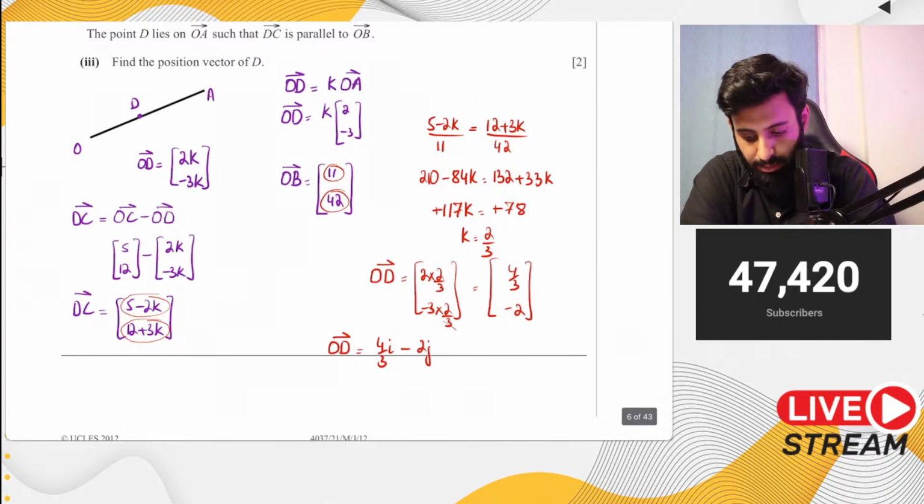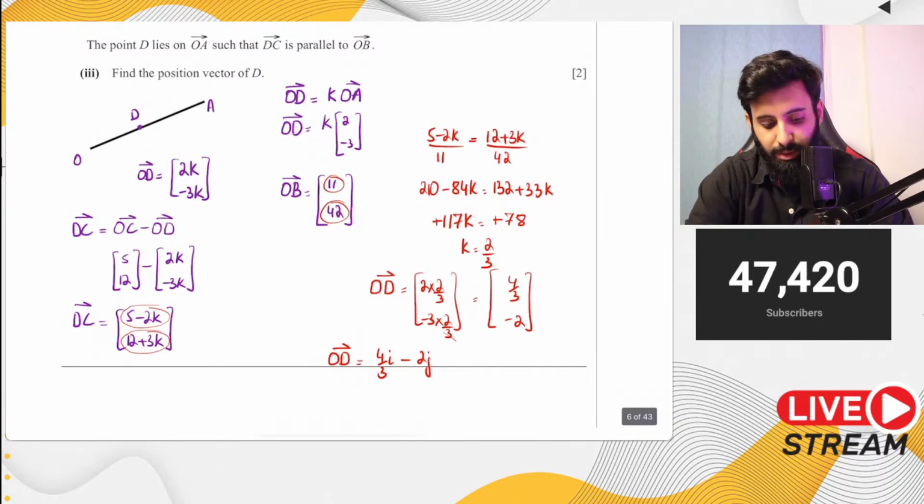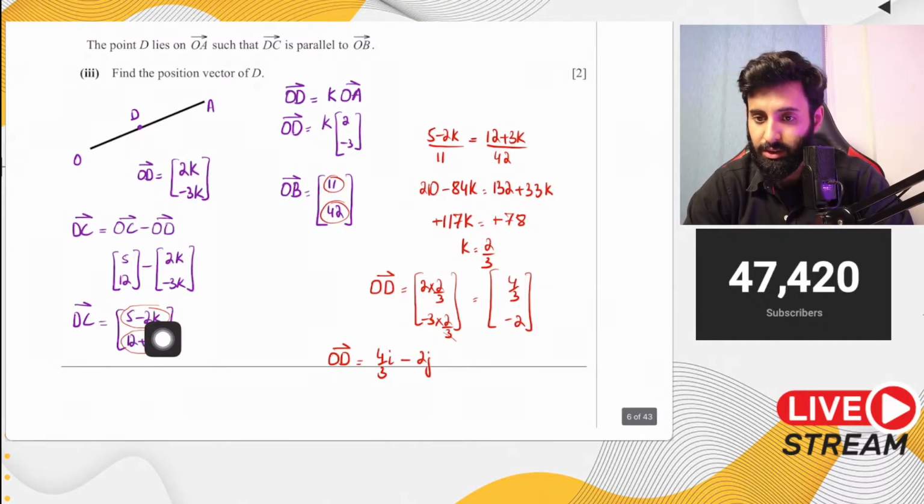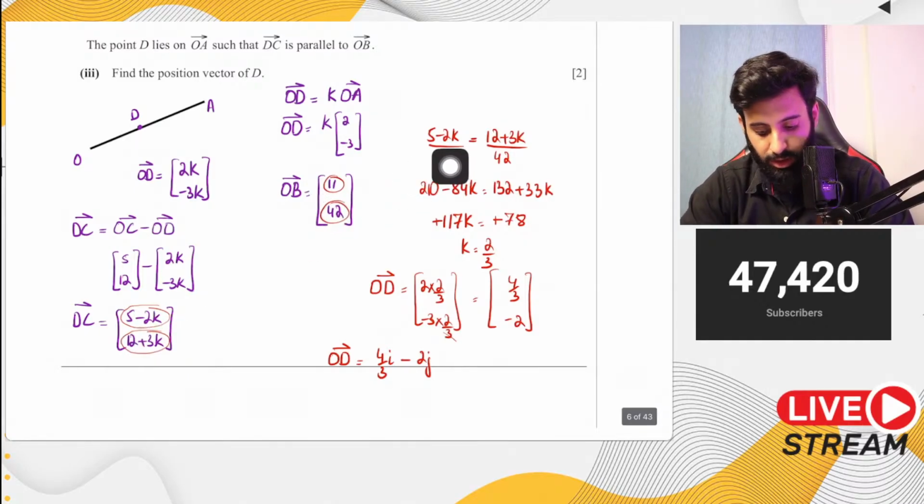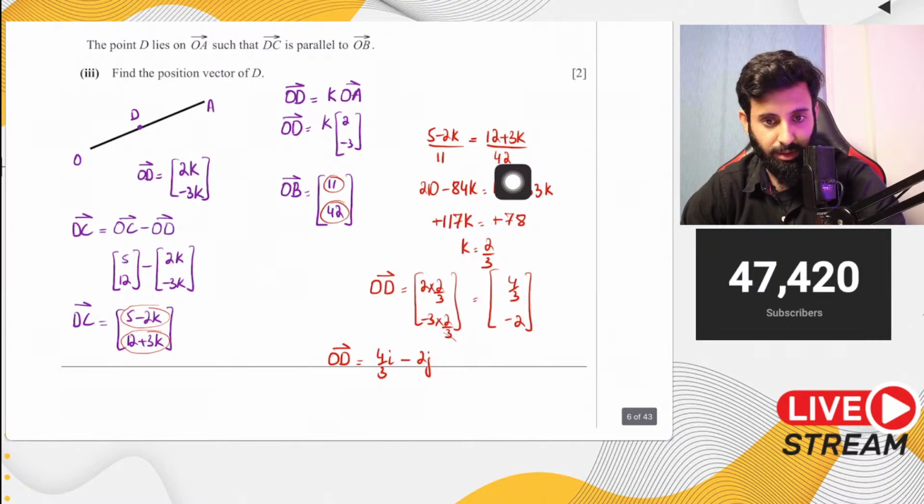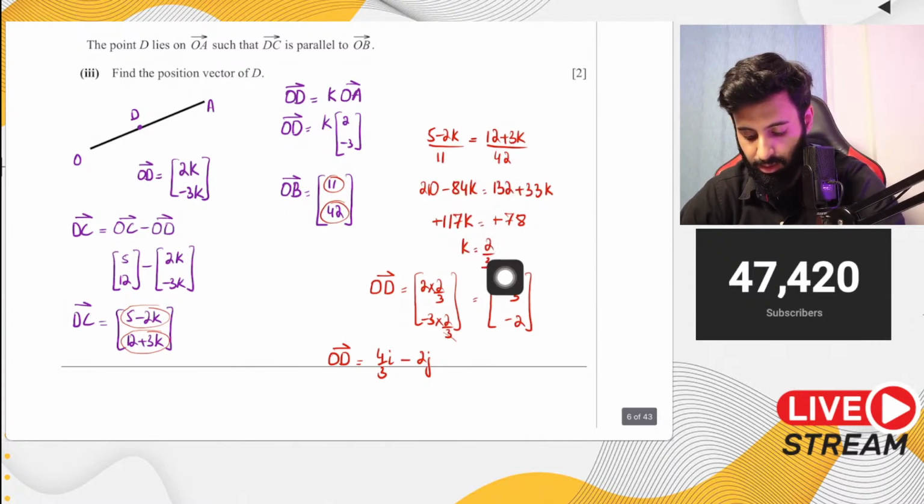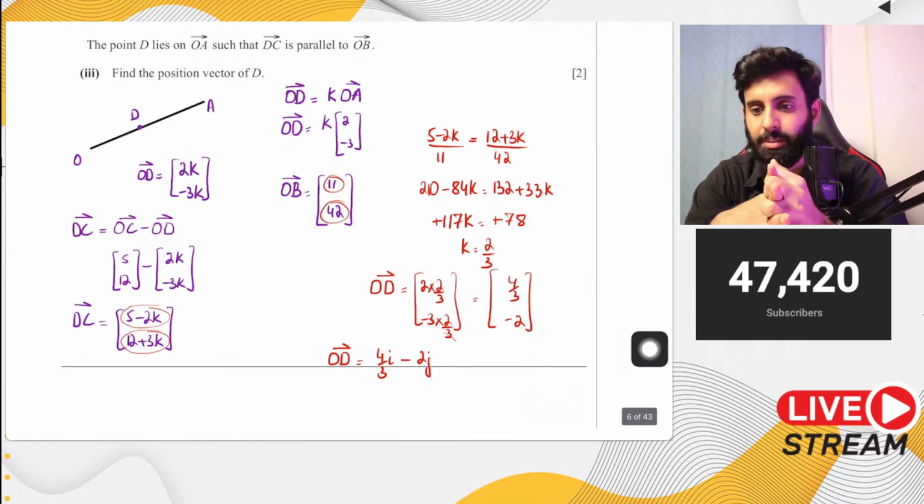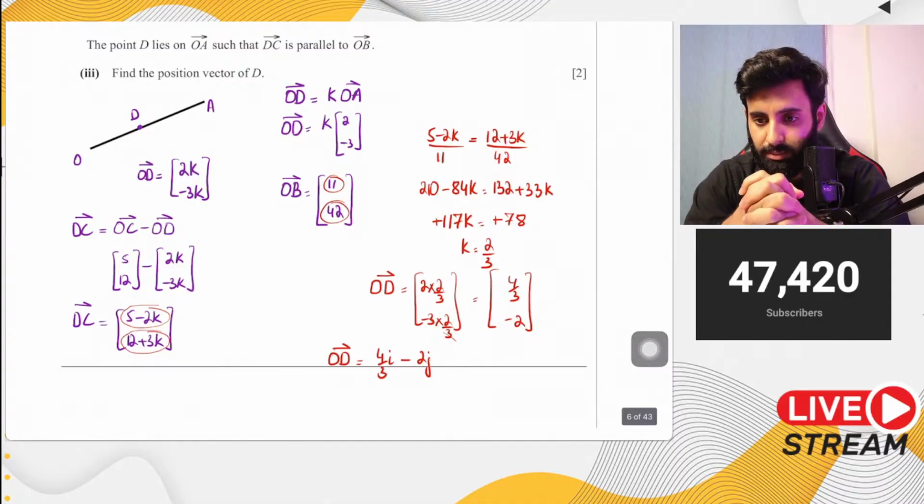How did we get 11 upon 42 as the denominator? So remember, when two vectors are parallel, the x component of one vector divided by the x component of the other vector is going to be the same as the y component of the one vector divided by the y component of the other vector. This helps you find the value of K, and then you replace the value of K in OD to find out the actual vector. Yes, in parallel, the ratio is always the same.